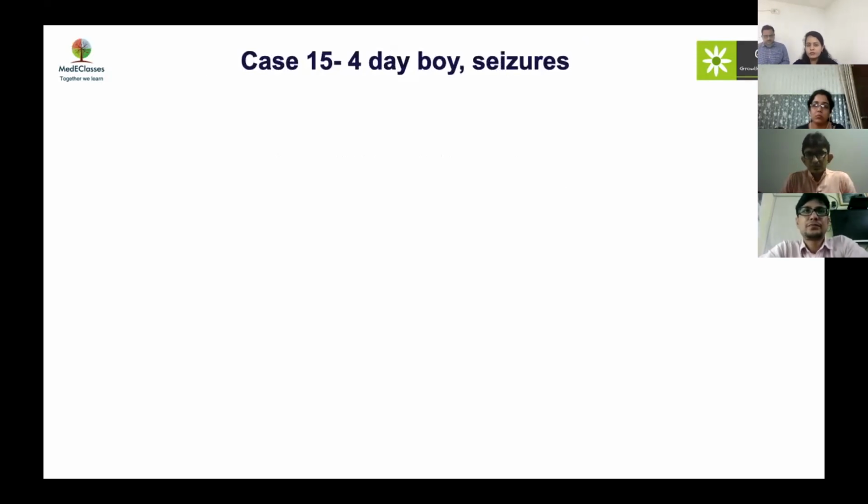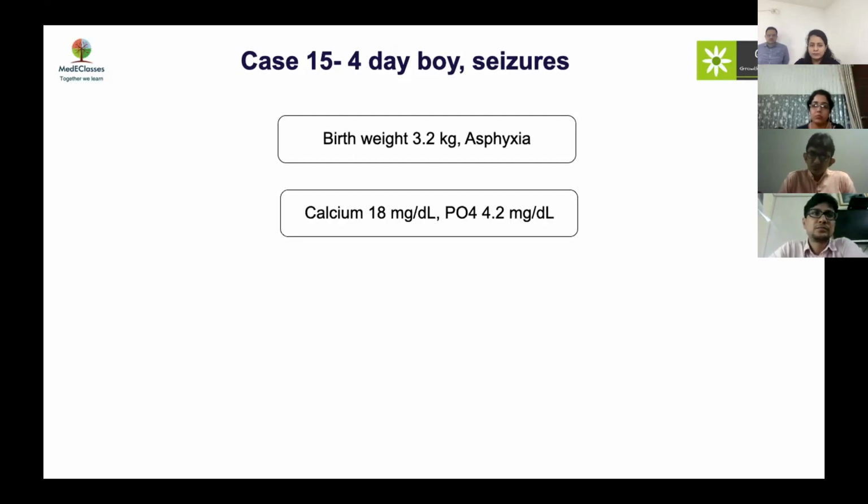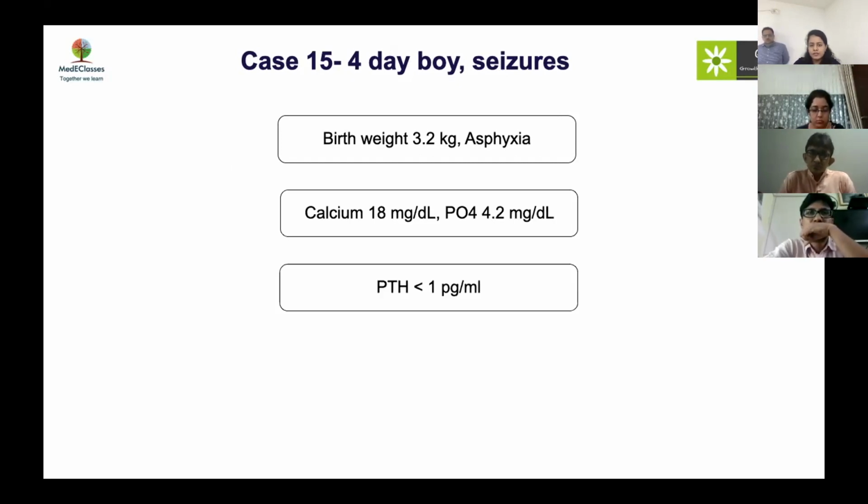So this 4-day-old boy presented with seizure and birth weight was 3.2 kg. There was history of perinatal asphyxia. His calcium level was 18 and phosphorus level was normal, 4.2. And PTH was undetectable. So what could be the cause of this hypercalcemia in this boy, Dr. Chetan?